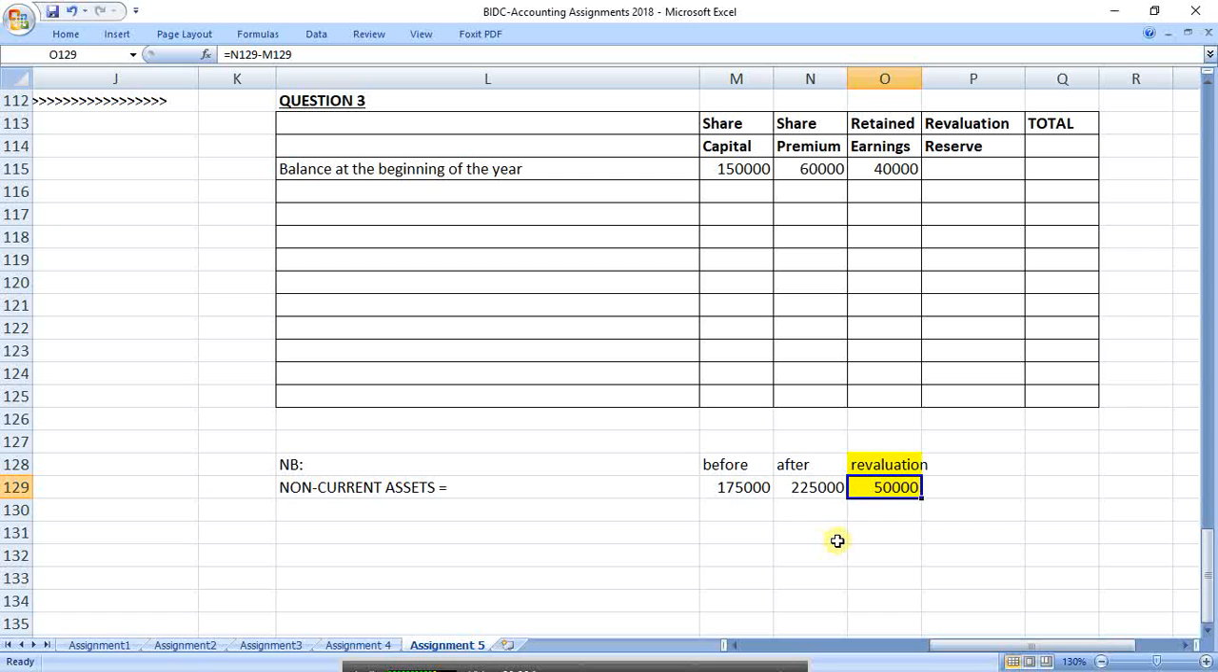Okay, so let's record that. Revaluation 150. Okay, so just want to see how they record it. Revaluation, they just write it down as revaluation. They don't specify what it is. I would actually write down what it is.